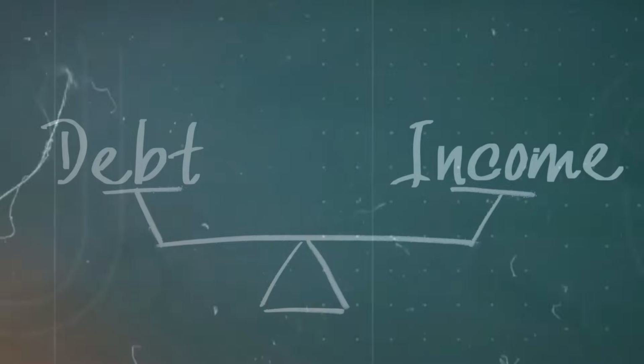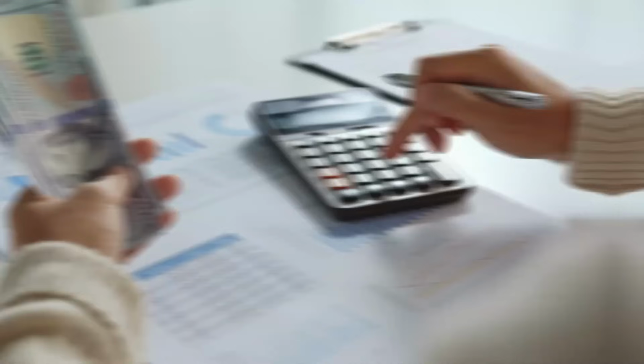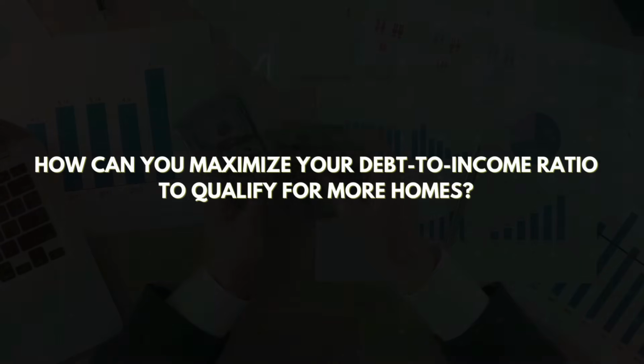Your debt to income ratio has the biggest impact on determining how much home you can actually afford to purchase. So what is your debt to income ratio? How is it calculated? And ultimately, how can you maximize your debt to income ratio to qualify for more home? Well, that's exactly what we're going to discuss in today's video.